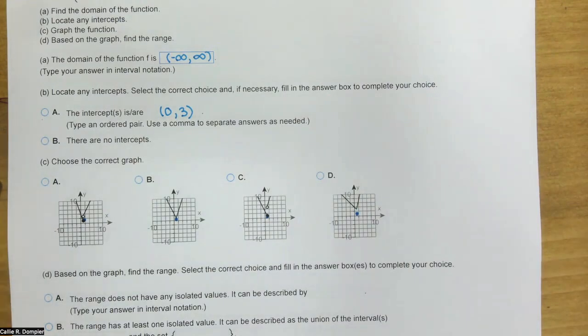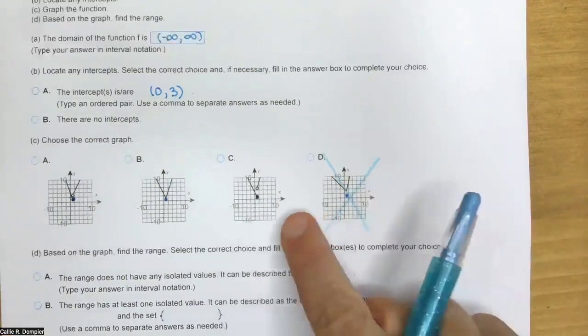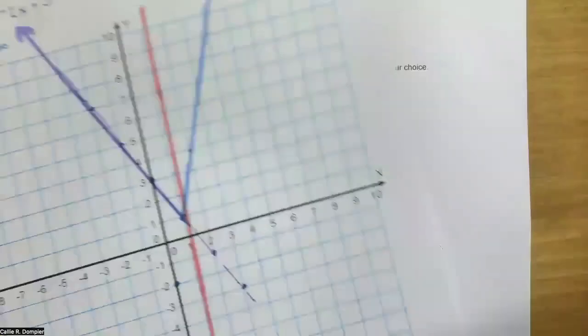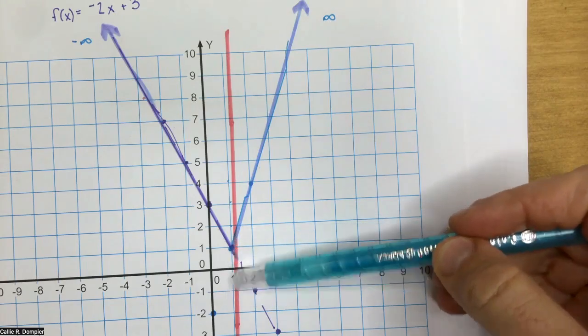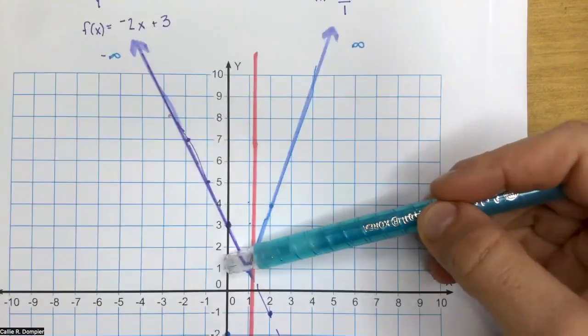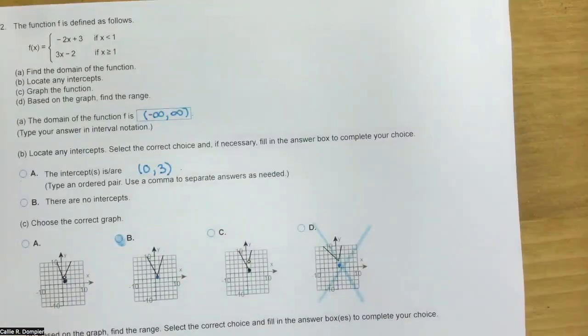We know it's not this one, right? Do they meet? Yes, right? Because this is where it changes, but this is also where this one and this one meet. So I'm going to say it's B. Good.